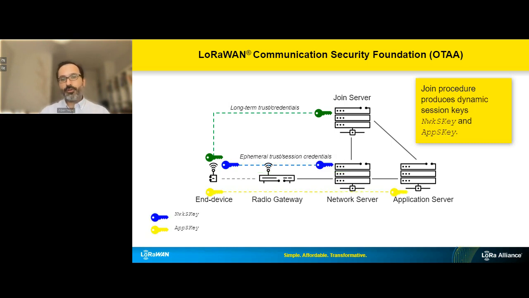And it is not only used for performing mutual endpoint authentication, but also generating ephemeral session keys. And for that, we generate two sets of session keys. One is the so-called network session key. It is shared between the end device and the network server to provide a secure network link between the two. And then another session key is generated, the so-called application session key, that is shared between the end device and the application server to provide end-to-end security and, most specifically, confidentiality.